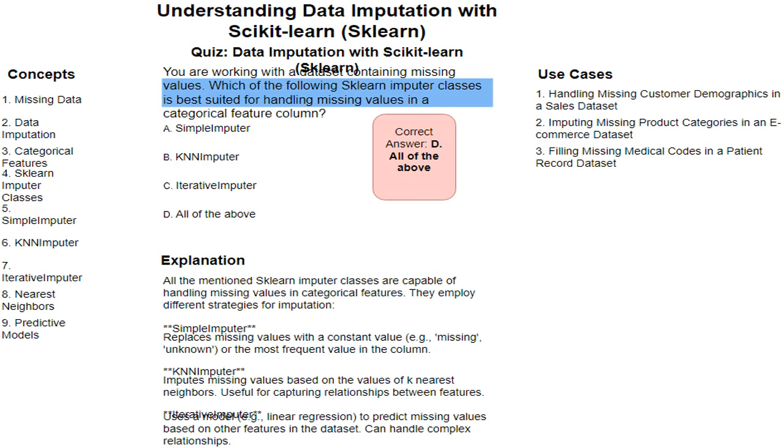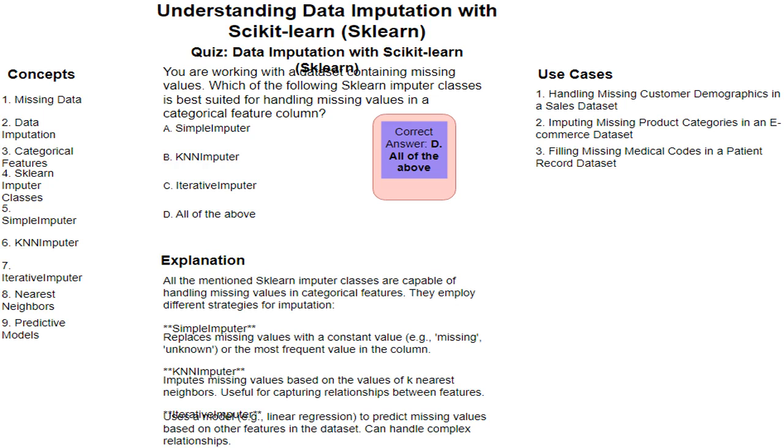You are working with a dataset containing missing values. Which of the following sklearn imputer classes is best suited for handling missing values in a categorical feature column? A. Simple imputer. B. KNN imputer. C. Iterative imputer. D. All of the above.